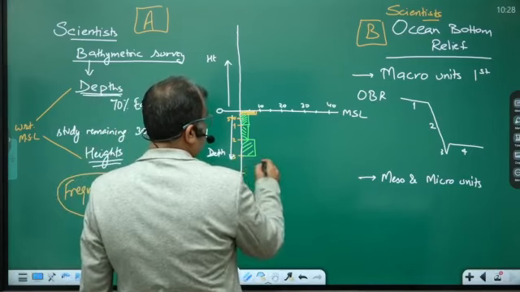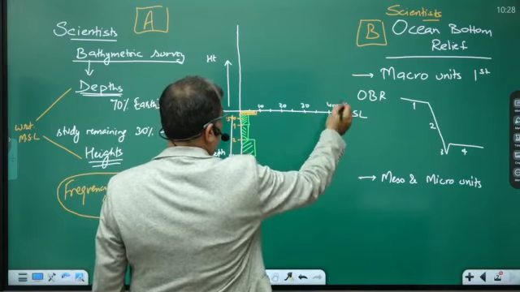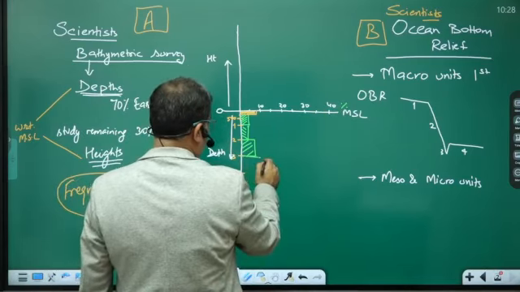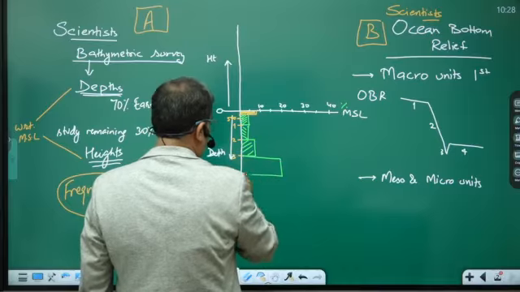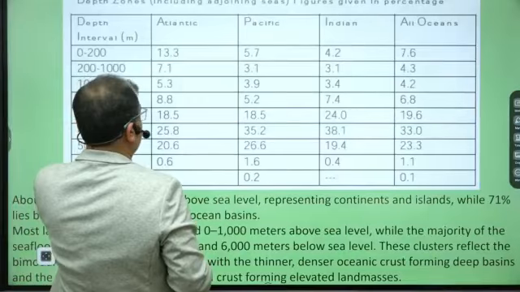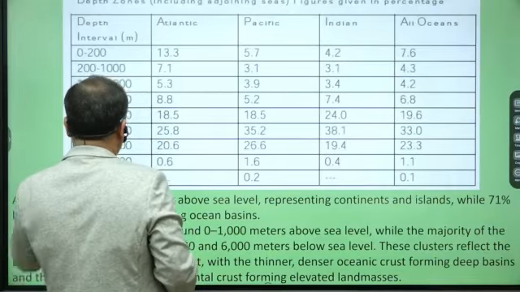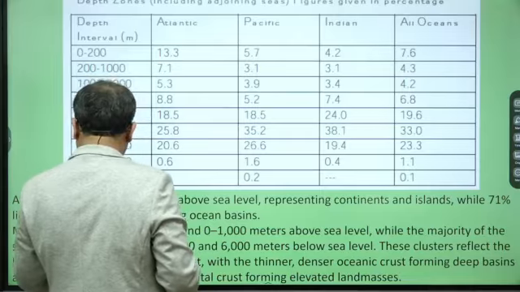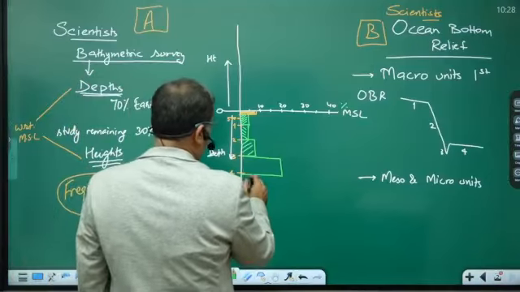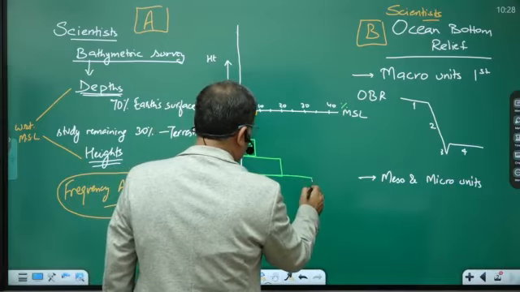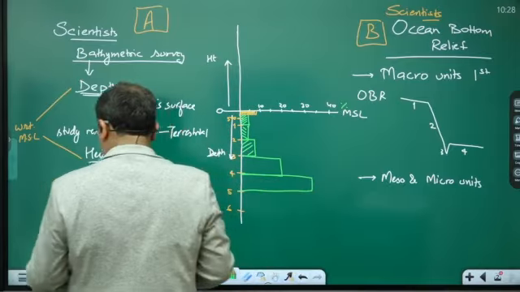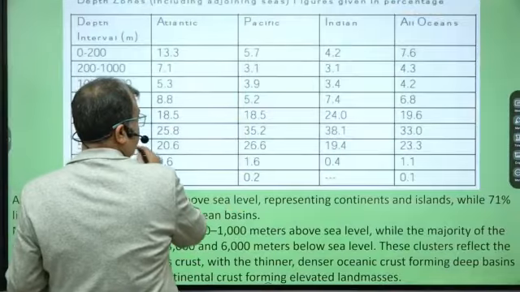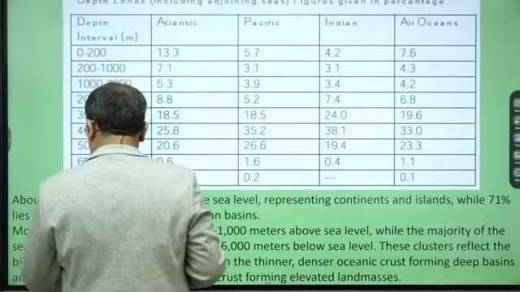3000 to 4000 is, this is percentage, 20%. 3 to 4 is 33. 4 to 5 is 33%. And then this is 23.